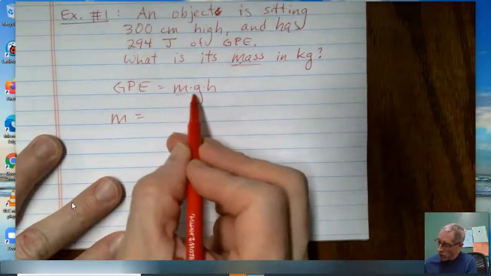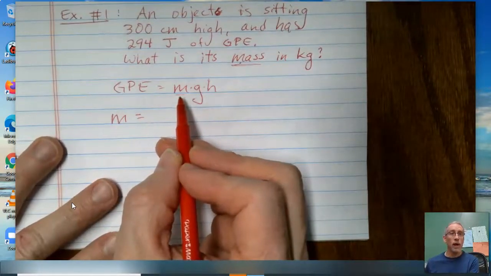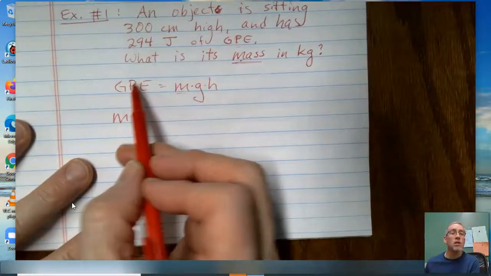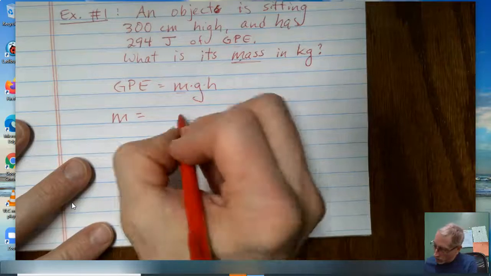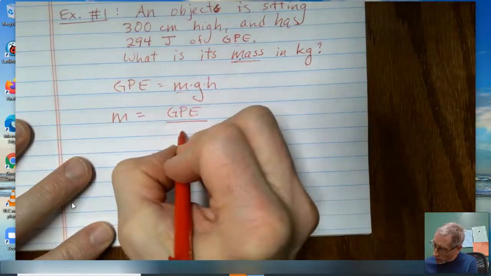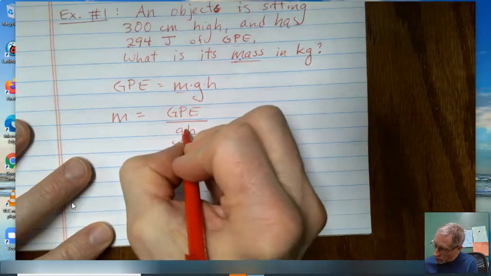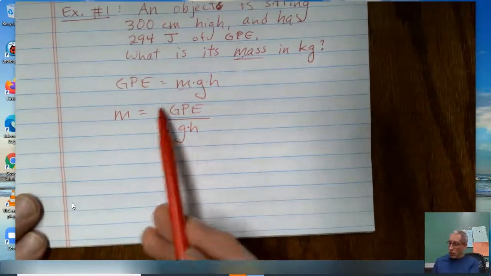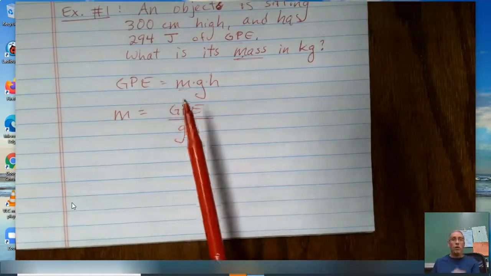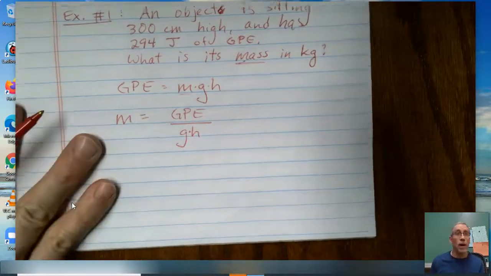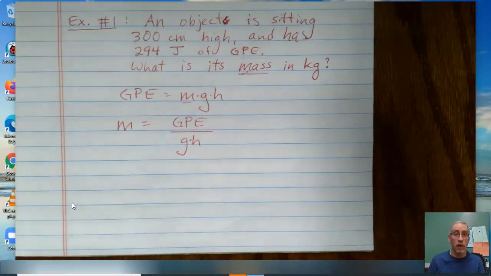So what does this look like? Well, on the right side, we're just left with the M, which is perfect. That's what we want. On the other side, the GPE gets divided by G and by H. Again, you can still have the little dot in between there if you'd like. So this equation that I've just written here is totally equivalent to the one above it, but it's in a form that's better for this problem because we were asked to find the mass in kilograms.